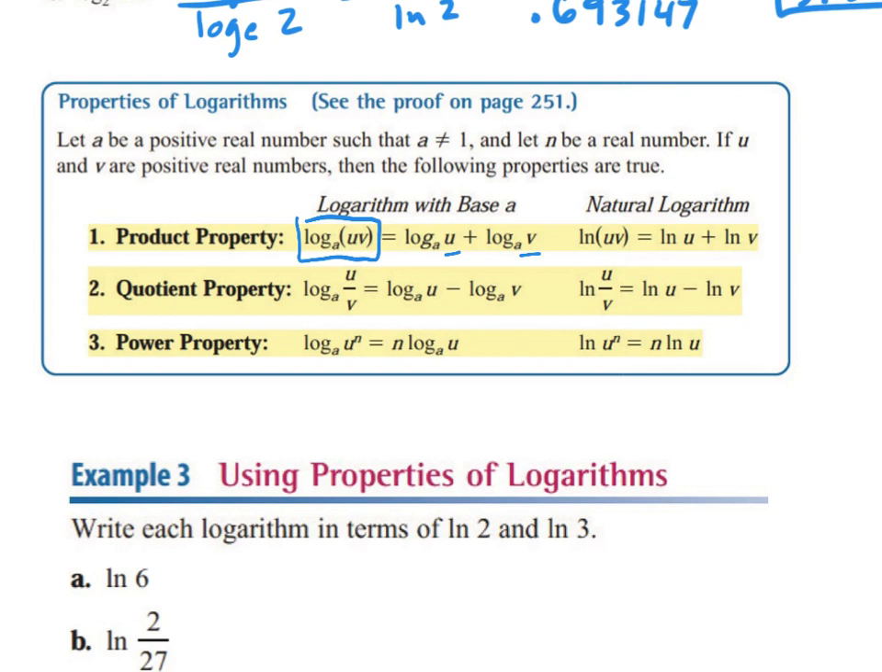The same exact thing works for natural logarithms. So anytime we have two numbers being multiplied in here, we can split them up and take the ln of one number plus the ln of the second number.